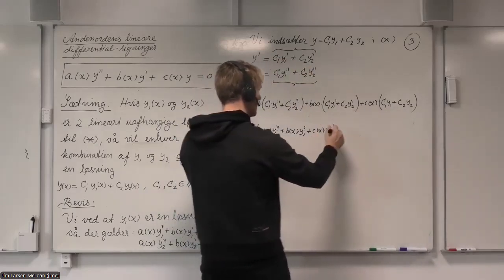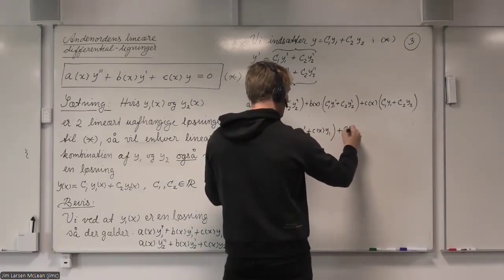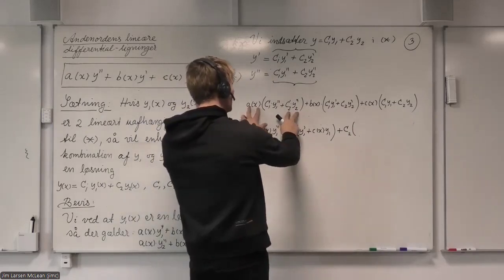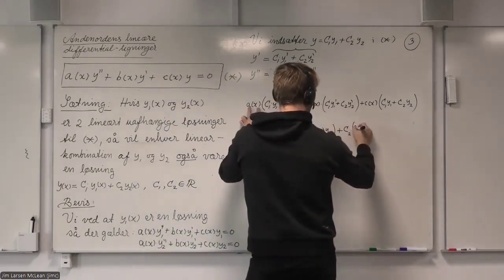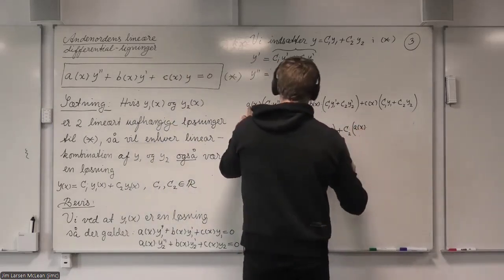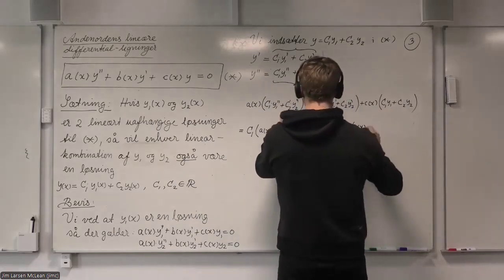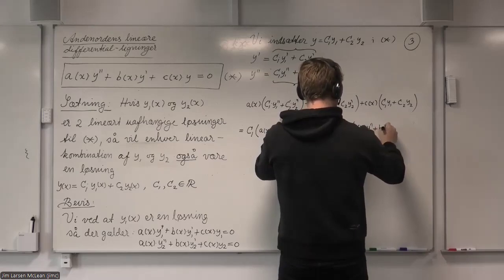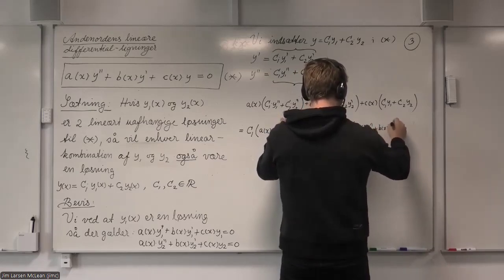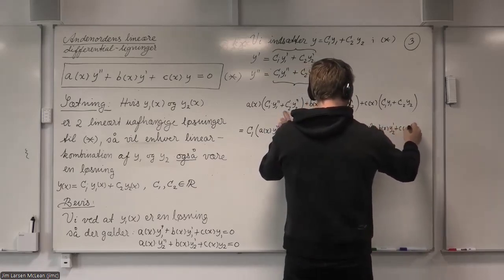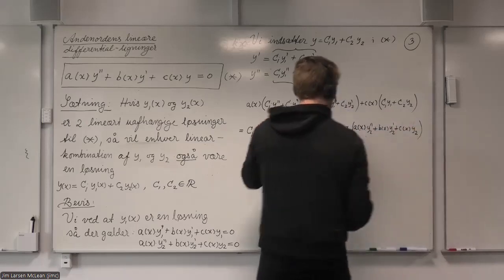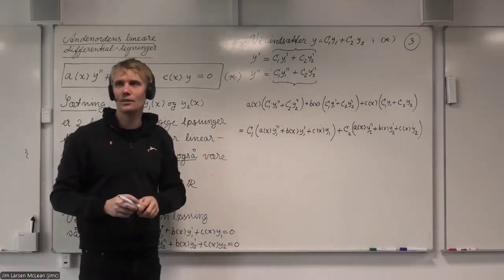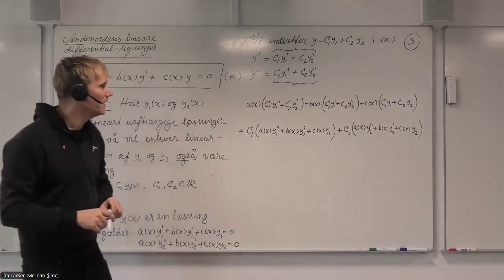Then I'll put C2 in parentheses. And what is there then? Well, something came from here. So there is A(x) y2''. Plus B(x) times y2'. And plus C(x) times y2. So I can simply rewrite all of that to that by just multiplying and factoring out. And now we are done.